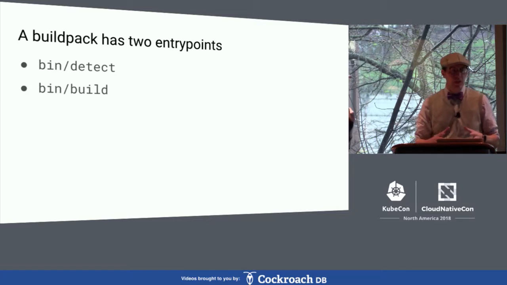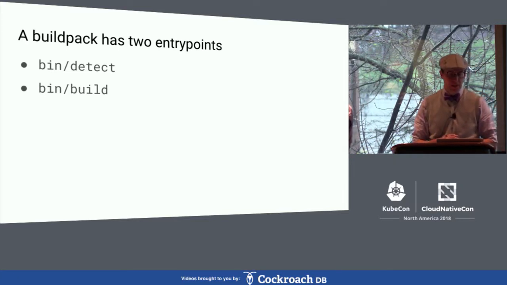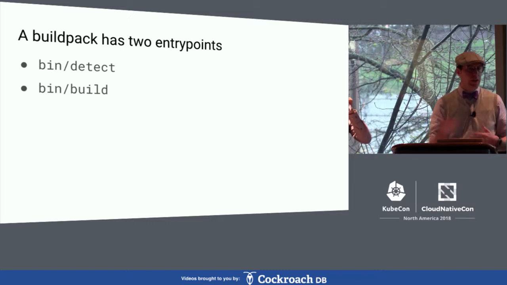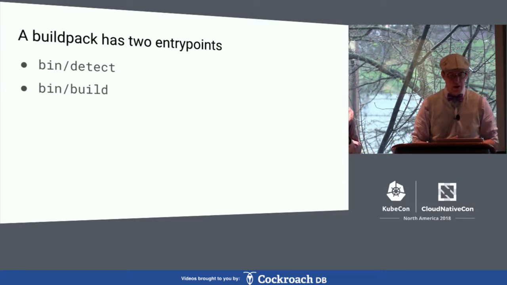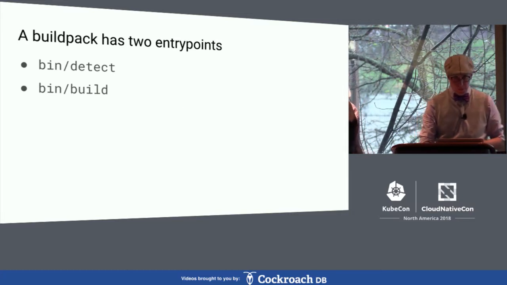But at a very simple level, the Buildpack API has 2 entry points. There are 2 executable files, bin detect and bin build. These can be written in Bash or Python, or in the case of the Java Buildpack, they're binaries that are written in Golang and then compiled down. The language you choose is completely your choice.